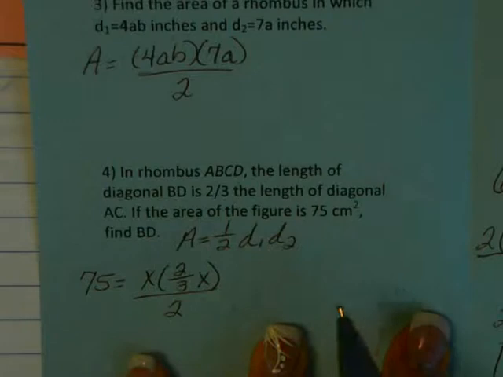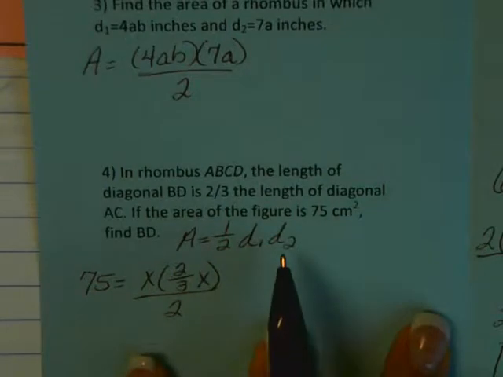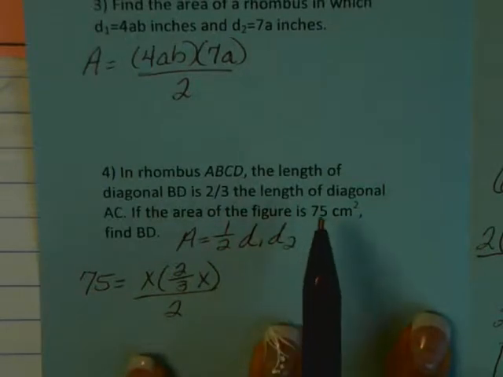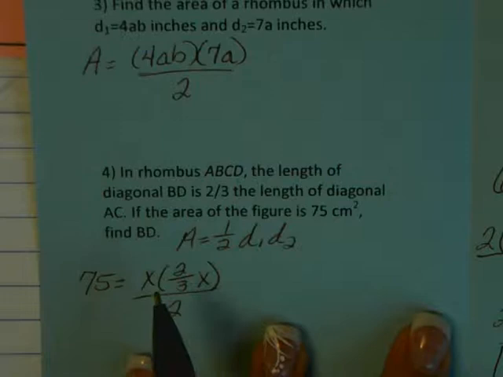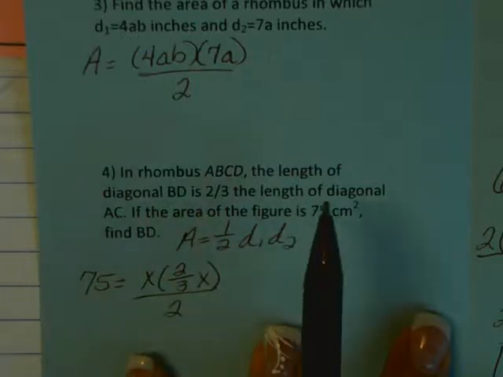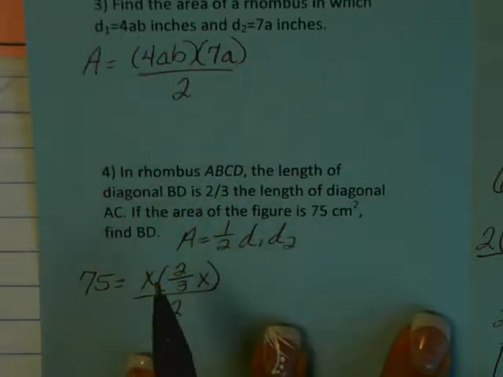If the area of the figure is 75 centimeters squared, find BD. Well, of course, it would be helpful to draw it so that you can see it. But you do have your formula that you can plug in what you know. They told us the area is 75.